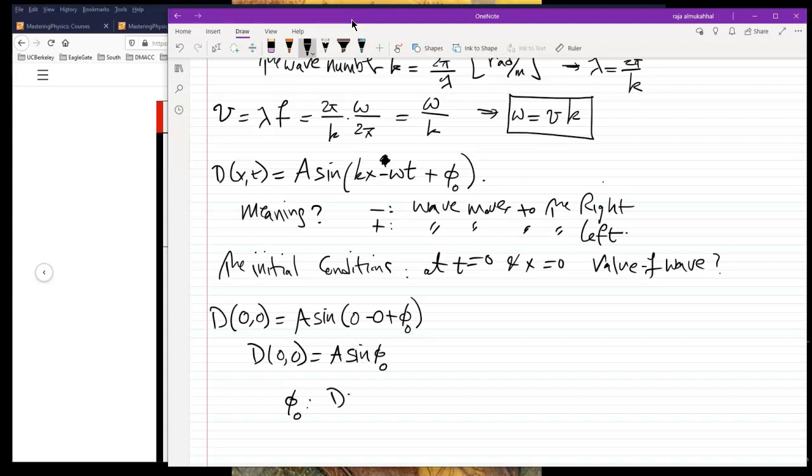So it describes the initial condition of the wave. More on it when we do examples. Okay? All right.